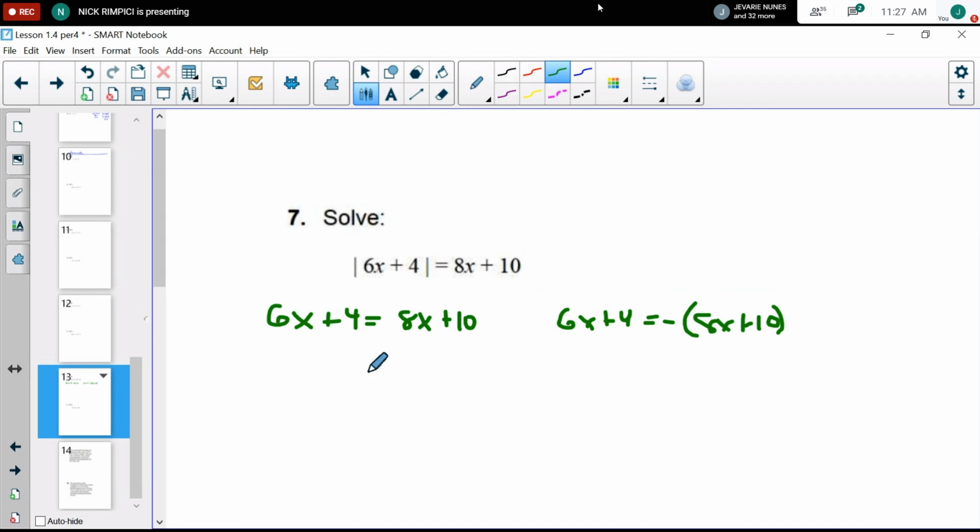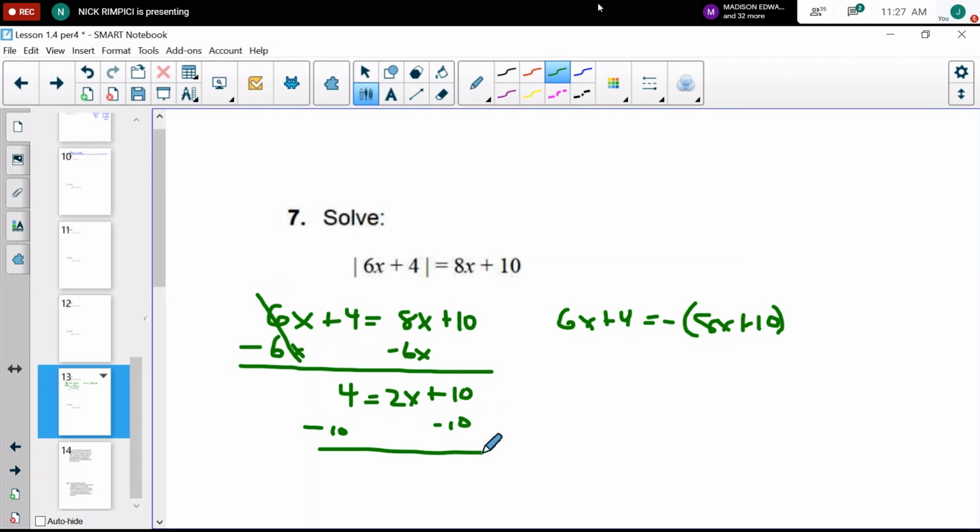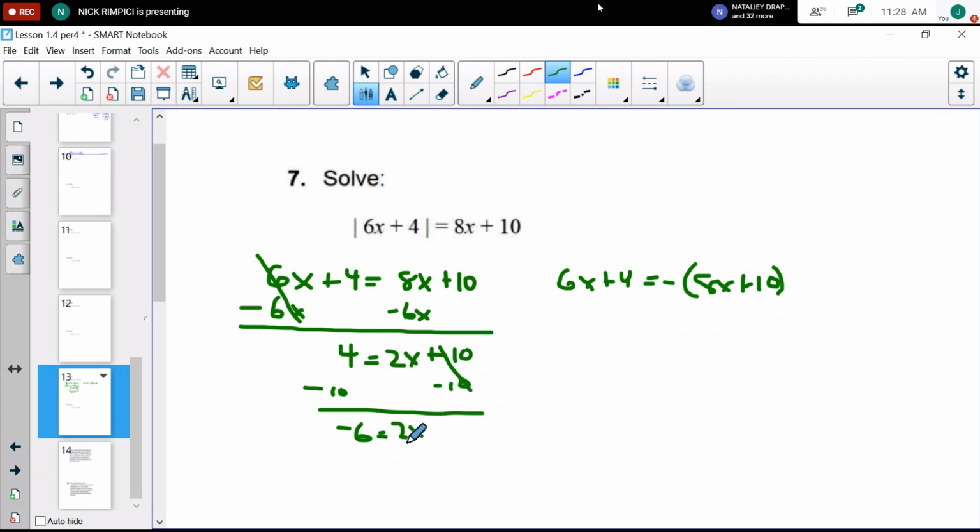Then I have to solve each of these individually. So I can subtract 6x from the left side and the right side. That allows these to cancel. Bring the 4 down. This would become 2x. And the 10 comes down. Now I want to get the 2x by itself, so I can subtract 10 from each side. And 4 minus 10 would be negative 6. And the 2x comes down. To get x all by itself, I'd have to divide by 2.